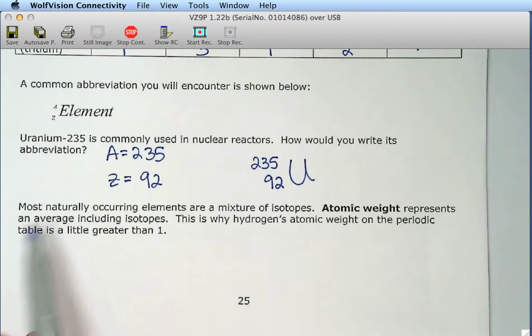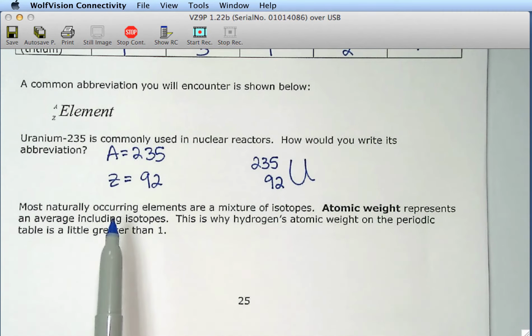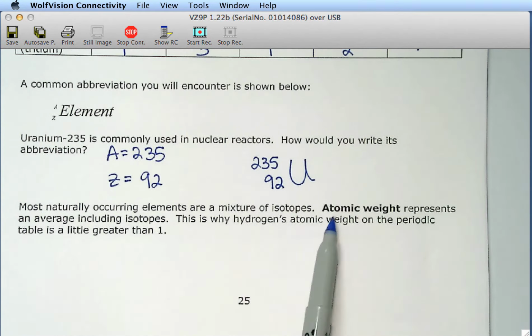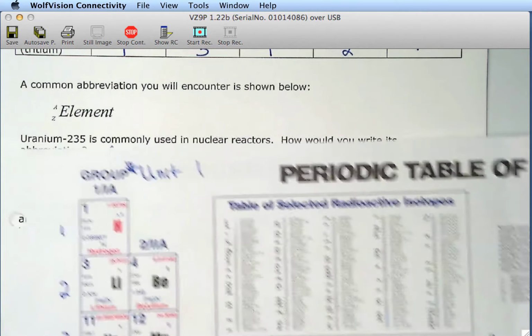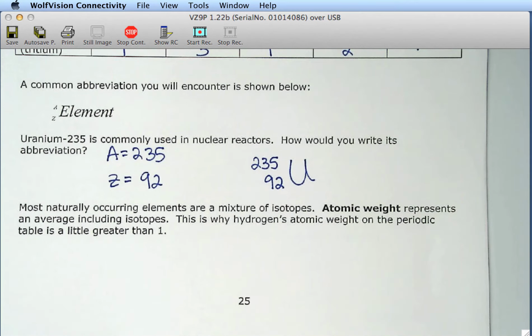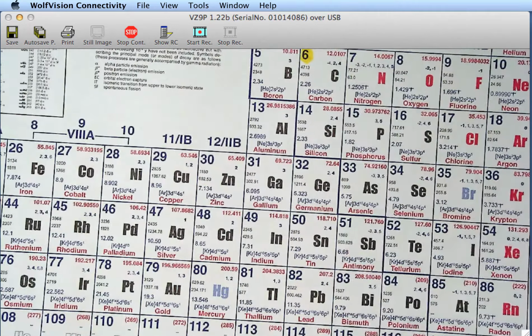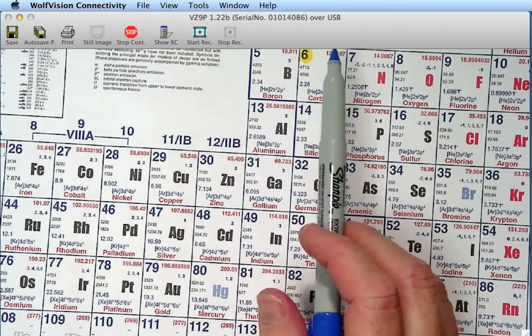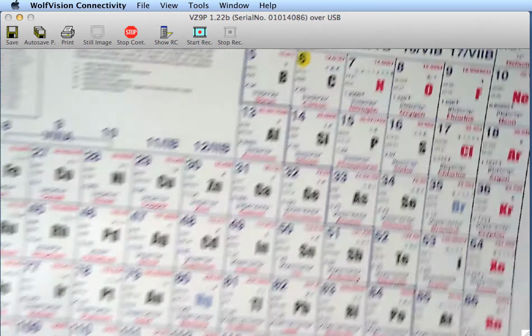Okay, so I've touched on this. Most naturally occurring elements are a mixture of isotopes. Atomic weight represents an average, including the isotopes. This is why hydrogen's atomic weight on the periodic table is a little greater than 1. So if you look, it's not exactly at 1 because there's naturally occurring deuterium and tritium that is found. So the mass number would be 2 and 3 for those respectively. But again, this number in red on your periodic table is not the mass number, it's the atomic weight. Questions on that?